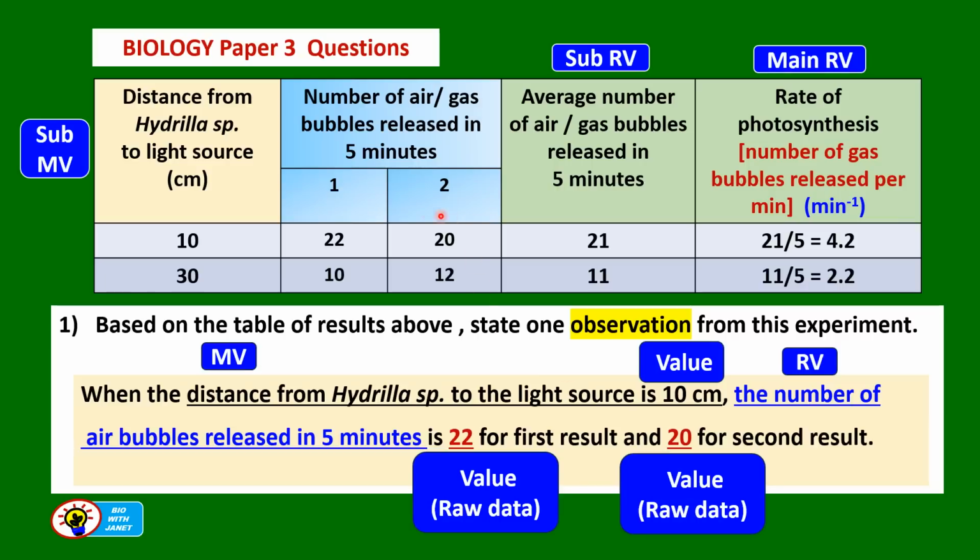Take note, I'm using the raw data. I'm not using this value, 21, because to obtain this reading you have to do some calculation: 22 plus 20 divided by 2 equals 21. It's an average number of air bubbles released. What you want for observation is the raw data, which is 22 and 20. If you write 21 here, you are wrong. You won't get the mark for the value. So take note, always include both readings if there are 2 readings involved in the observation, and it must be the raw data.